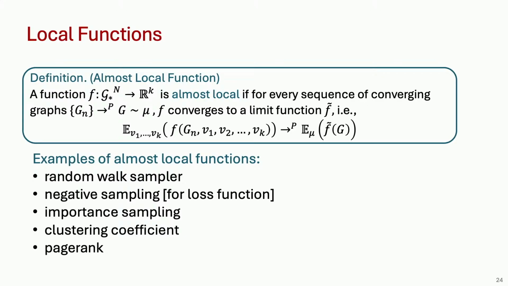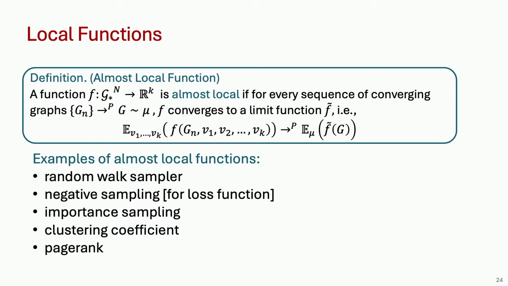Another example of this is when I'm sampling with respect to importance sampling, in terms of, for example, the inverse of the adjacency matrix, like the Laplacian and so on. Those are also local functions. They can be locally approximable.